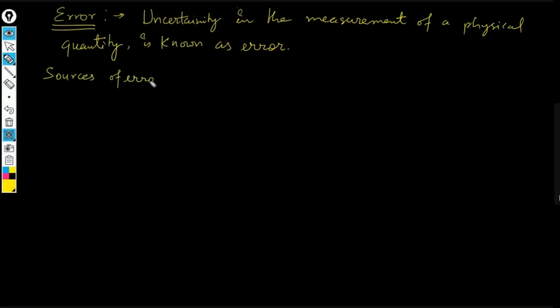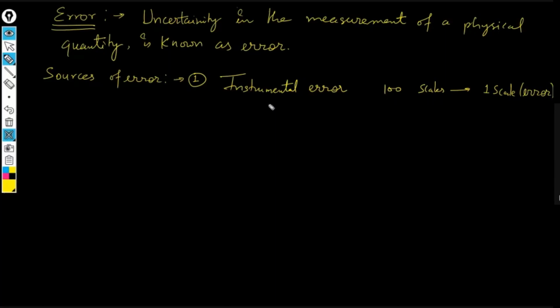Now what are these sources of error? The first one, instrumental error. Suppose a company makes 100 scales, let's say, and due to change in temperature or any situation, one scale has some error. It is not a perfect one, it has some error. So that is known as what? Instrumental error. Right, beta? Yes, sir.